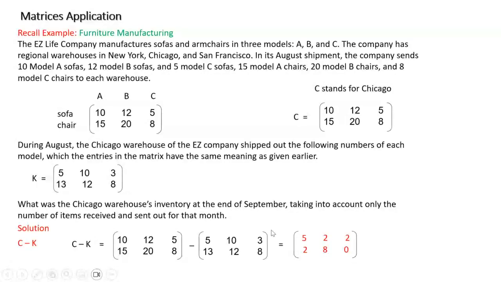If you go back, these are the sofas. So what was left was 5 Model A sofas, 2 Model B sofas, and 2 Model C sofas, and 2 Model A chairs, 8 Model B chairs, and there were no Model C chairs left. That's what it stands for. This is how you apply, in a simple way, matrices to real life situations.